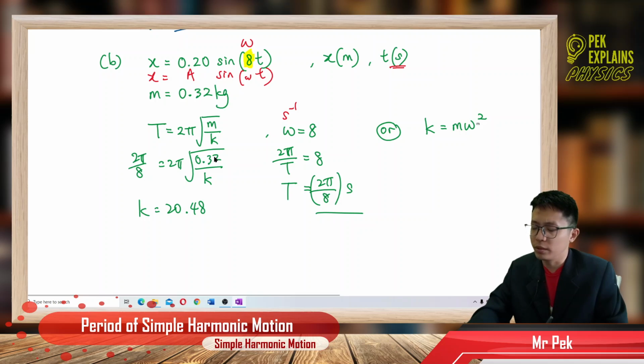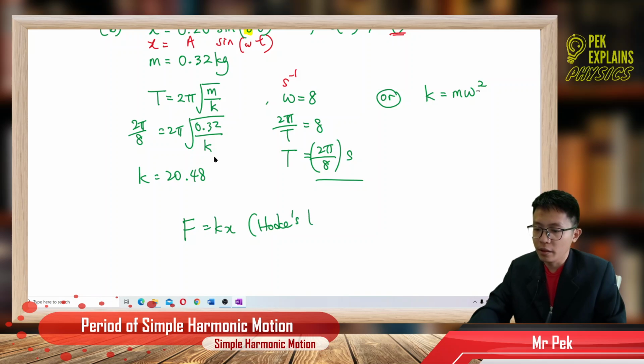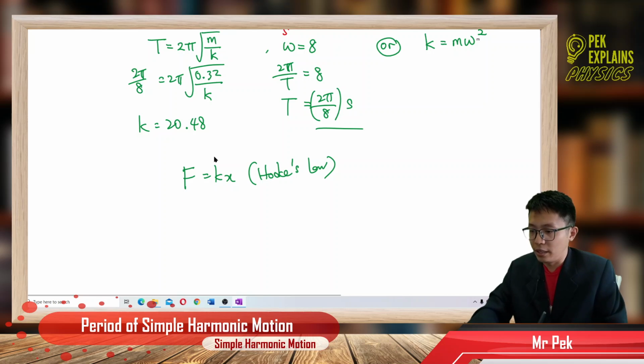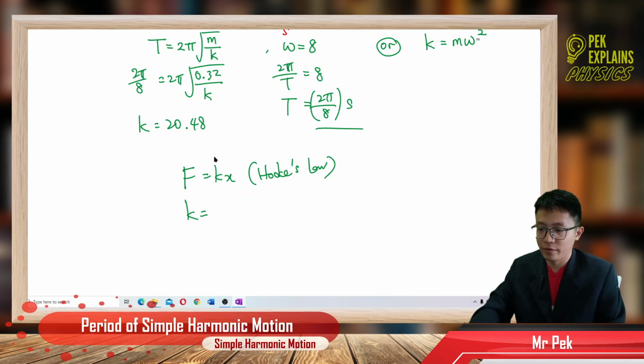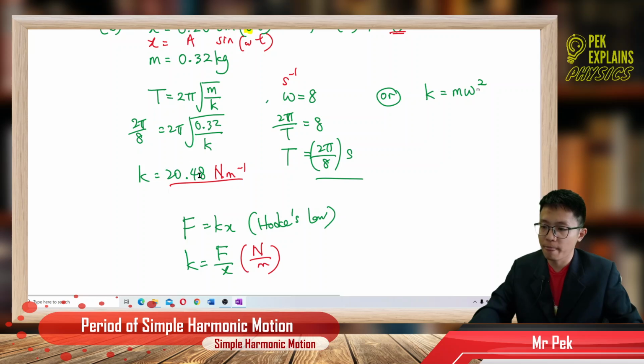What's the unit for the spring constant? Because we know F equals Kx, Hooke's law, K is F over x. So the unit is Newton per meter. Hooke's law, Newton per meter. So the unit for K is Newton per meter, and that's the answer for K.